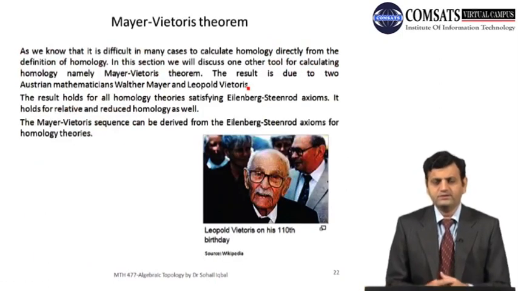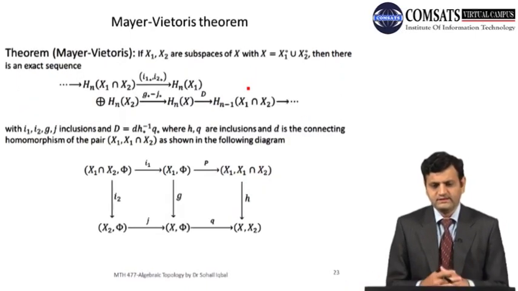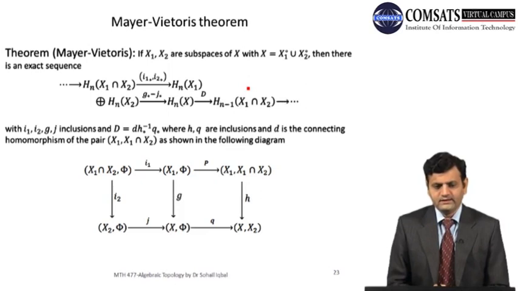Now let's go to another tool for calculating homology. So we have the Mayer-Vietoris theorem. This theorem is another tool for calculating the homologies, and this MV sequence can be derived from the Eilenberg-Steenrod axioms. Okay, so let's see what this MV sequence is. If we have two subspaces of a space X such that the space X is equal to the interior of X1 union the interior of X2, then there is this exact sequence.